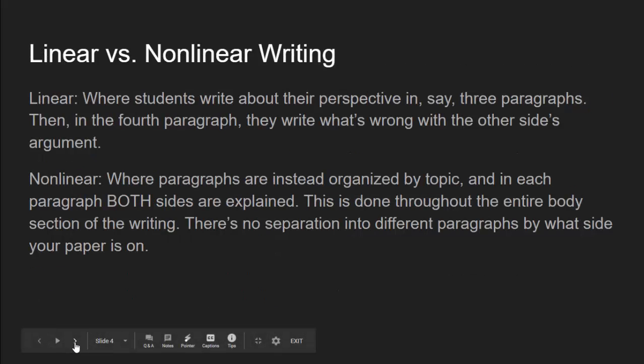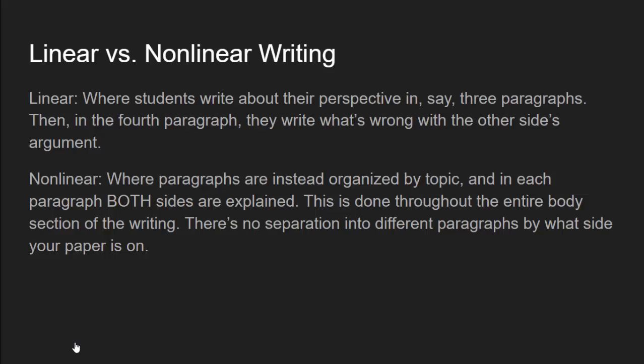Another thing that's new this year is linear versus non-linear. And this is hard to explain without seeing an example. But a linear argument is where you talk about item 1, and then in paragraph 2, you'll talk about item 2, and in paragraph 3, you talk about item 3. That's all well and good, and you can do that if it's easier for you, 7th grade. But for those of you who want to challenge yourself, this is where the non-linear approach comes in. You will instead group your paragraphs by topic instead of chronology.